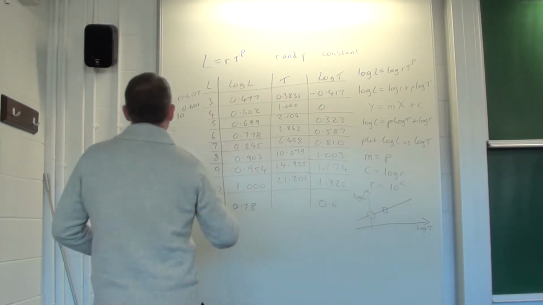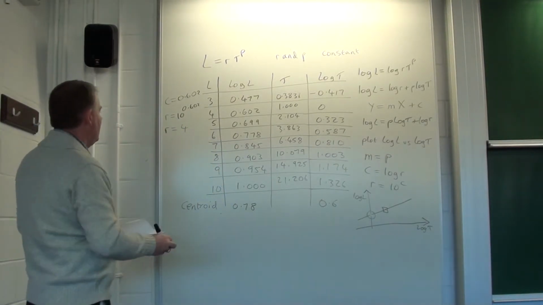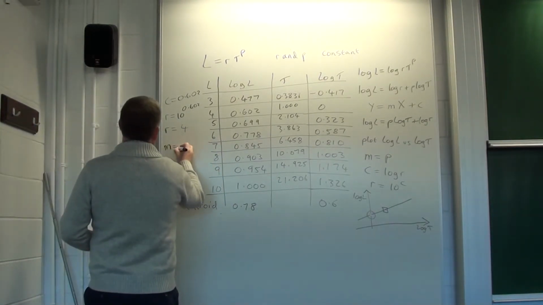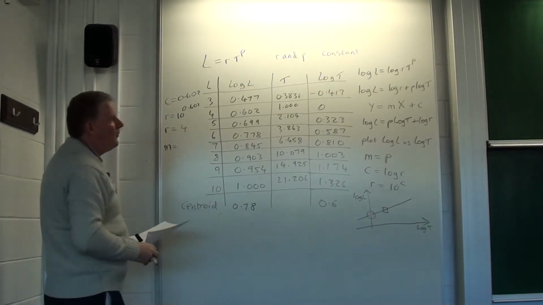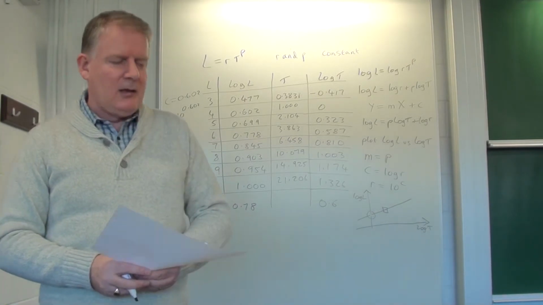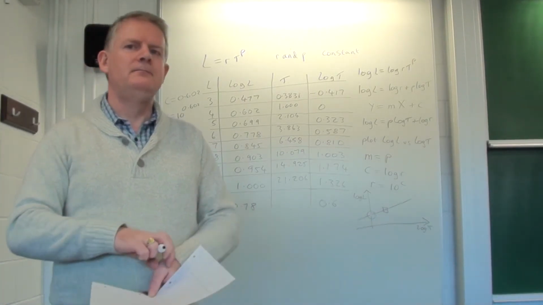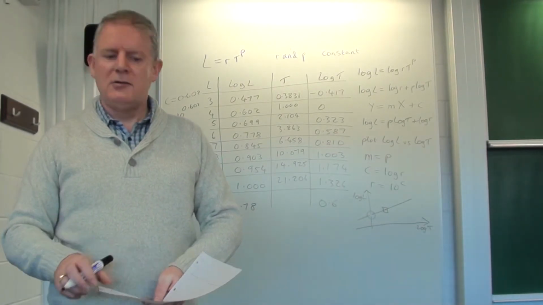Okay. So we get R is equal to 4, and M is equal to what? It's the gradient. So what gradient did you get for your straight line? How do you do it in the calculator?